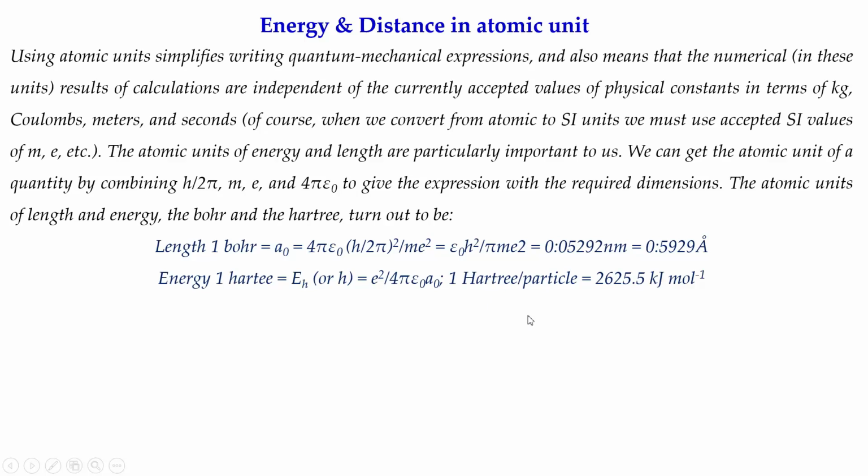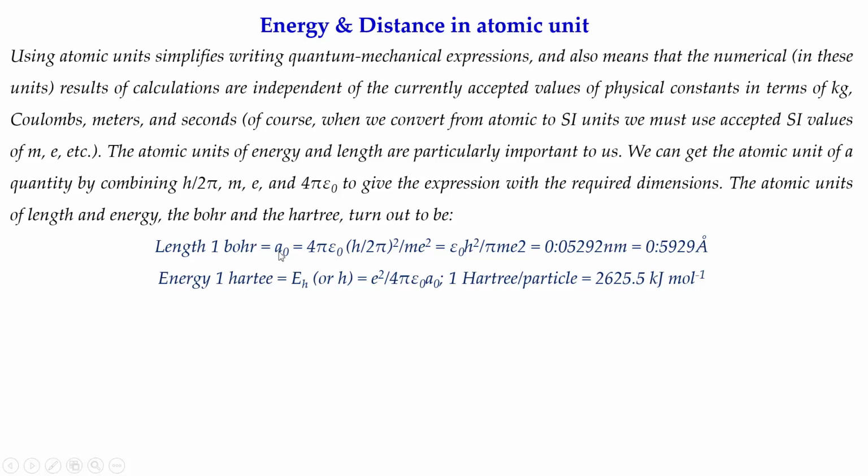So using atomic units simplifies the quantum mechanical expressions very much. Okay, and the calculations are independent of the currently accepted values of physical constants in terms of coulombs, meters, kilograms and seconds. So we can get the atomic unit of a quantity by combining all these terms to give the expression of the required dimension. If you put all this on the dimension, then the atomic units of length and energy will be the Bohr and the Hartree.